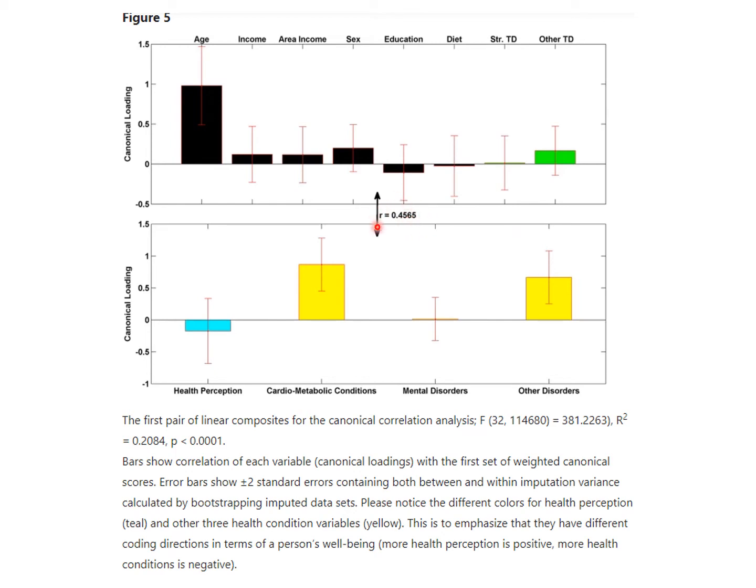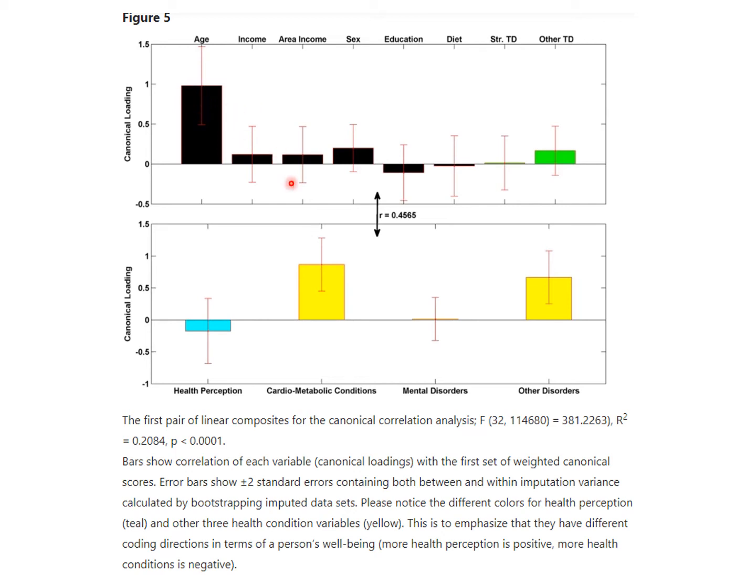Basically the numbers range from 0 to 1, where 0 would be no relationship and 1 would be an absolute relationship. And so they're getting a 0.45, and we're not going to get into the stats of this, but basically that's a fairly strong correlation. And what you're seeing here is the correlation specifically with the individual variables.